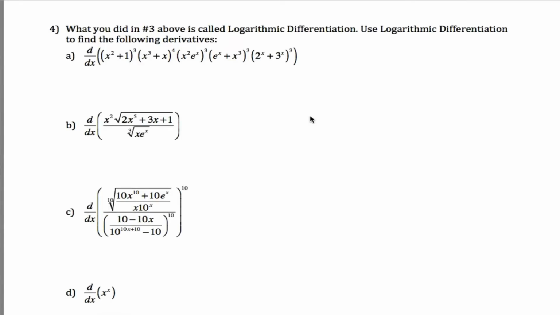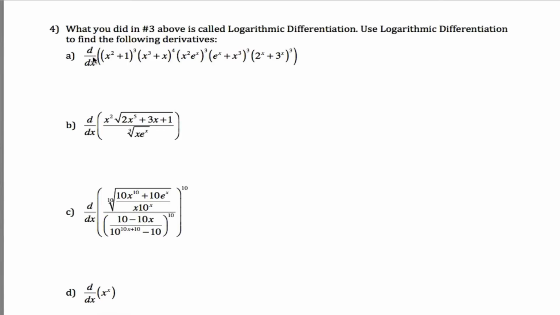Page two of the logarithmic differentiation worksheet. I guess on this page, really, all I'm doing is logarithmic differentiation, whereas on the first page, I did a few other things. So the idea for all of these is you could probably find the derivatives without, well, for some of them you could without using logarithmic differentiation, but for a lot of them, it'll make it easier, and for some of them, it'll make it possible.